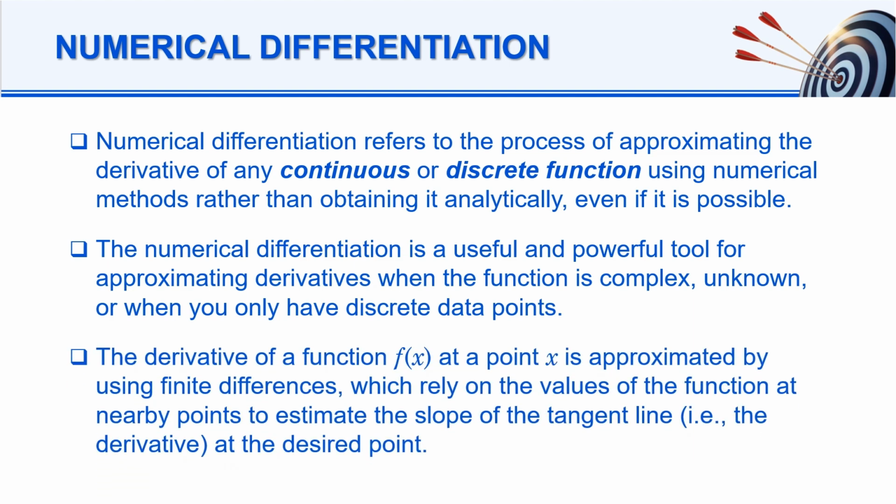The derivative of a function f(x) at a point x is approximated by using finite differences, which rely on the values of the function at nearby points to estimate the slope of the tangent line, i.e., the derivative, at the desired point.